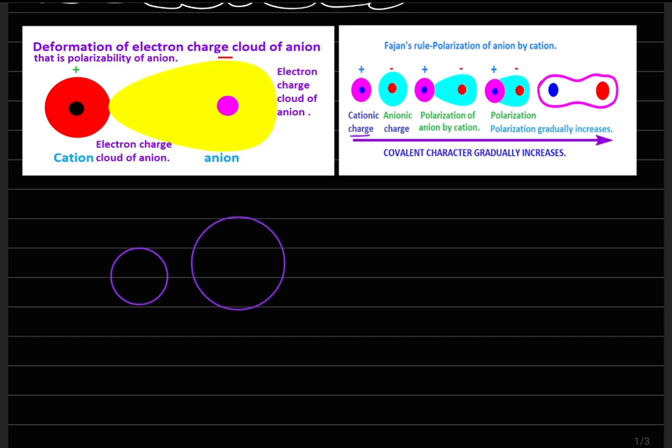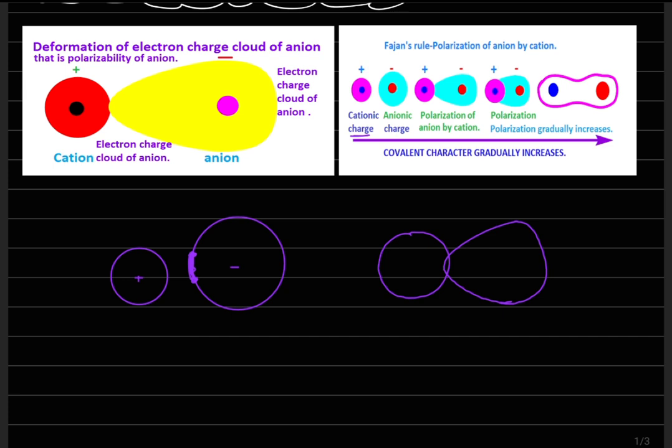Now what happens is, when this positively charged cation and the negatively charged anion come in contact with each other, or come close to each other, this cation starts to attract the outermost electrons of the anion. Because of this, the cation remains spherical, but the anion becomes a bit distorted. It becomes oblong, like an egg shaped structure.